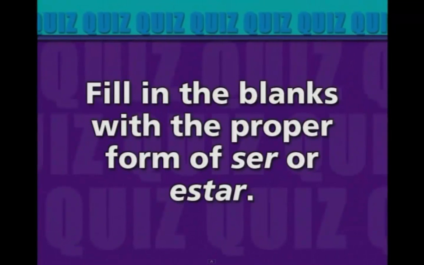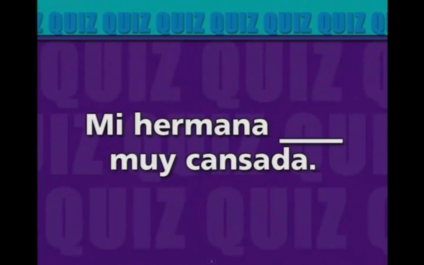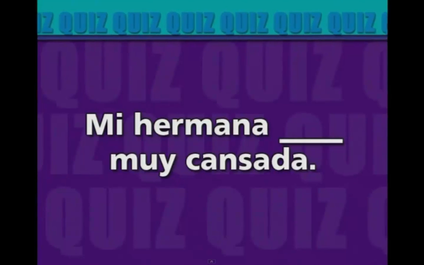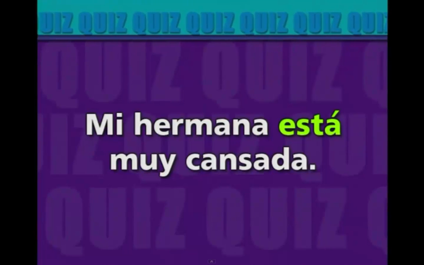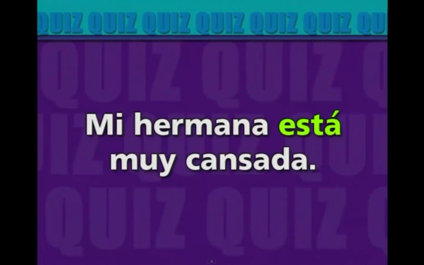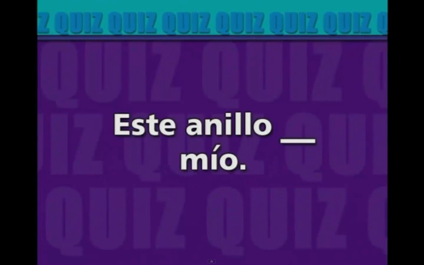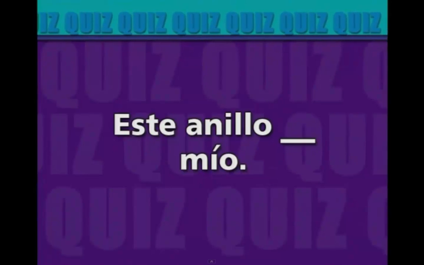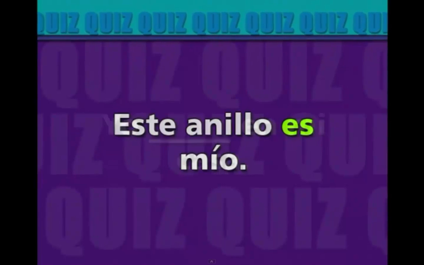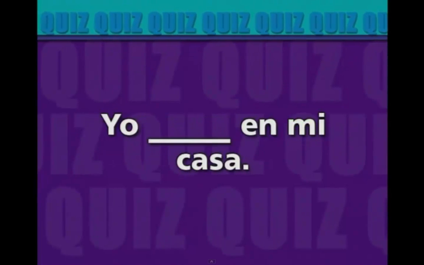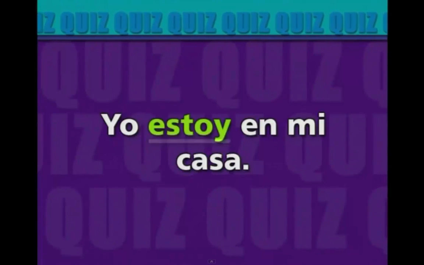Fill in the blanks with a proper form of ser or estar. Mi hermana, muy cansada. Mi hermana está muy cansada. Este anillo, mío. Este anillo es mío. Yo, en mi casa. Yo estoy en mi casa.